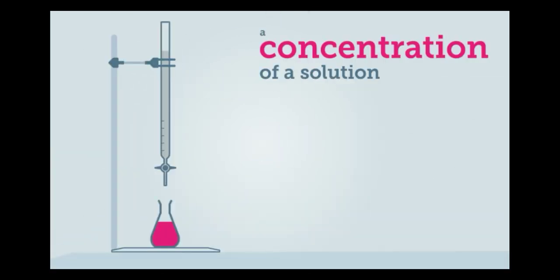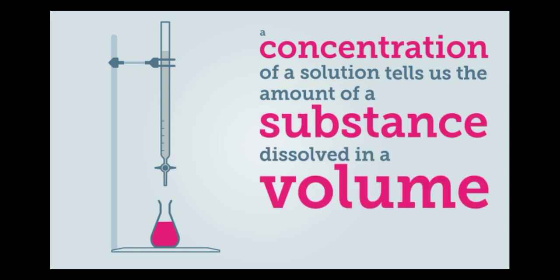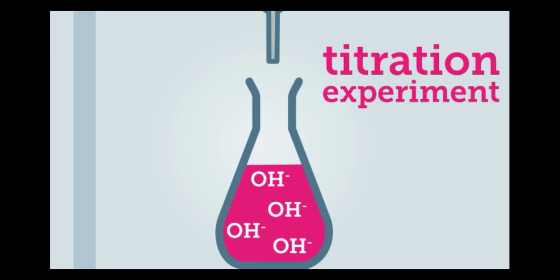The concentration of a solution tells us the amount of a substance dissolved in a volume. It is measured in moles per cubic decimetre. We can determine the concentration of hydrogen ions in an acid solution by performing a titration experiment.